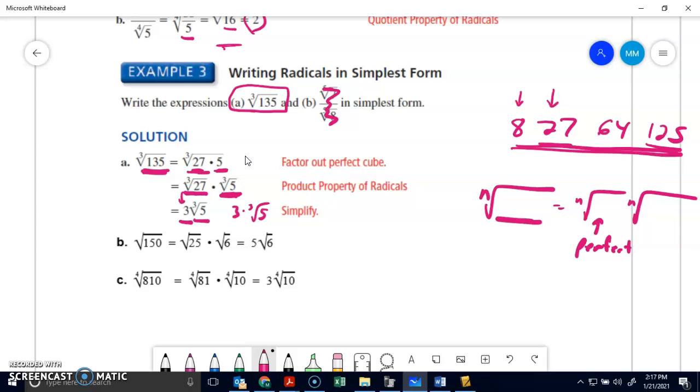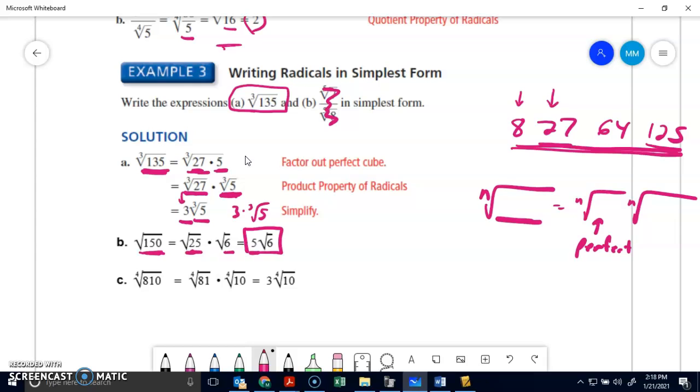I threw another couple examples here. Square root of 150. That's not a perfect square, but there is a perfect square that goes into it. I can factor 150 up to 25 and 6. The square root of 25 becomes 5. It's perfect, so it breaks out. And the square root of 6 is not perfect. It stays inside. 5 square roots of 6.